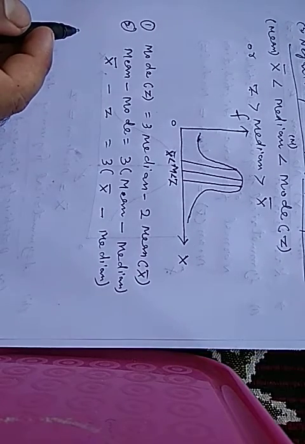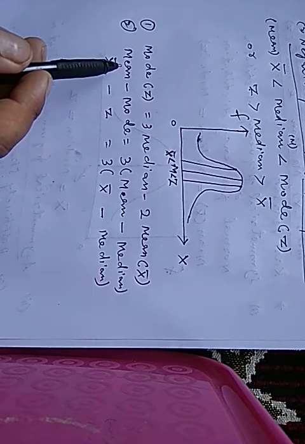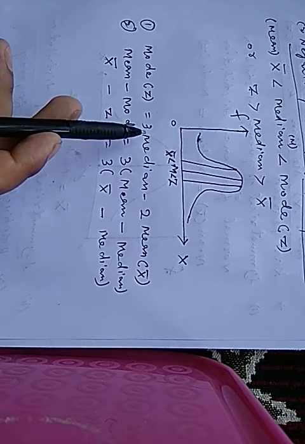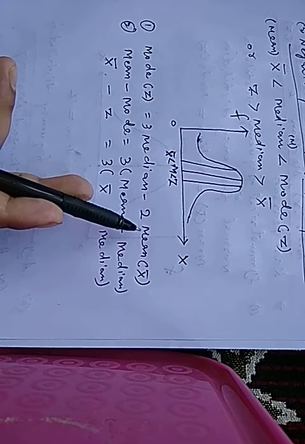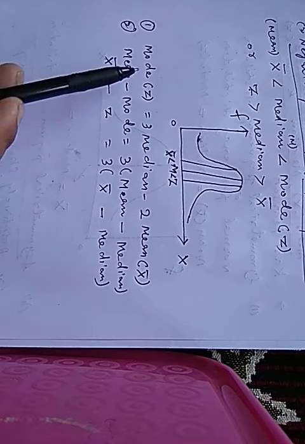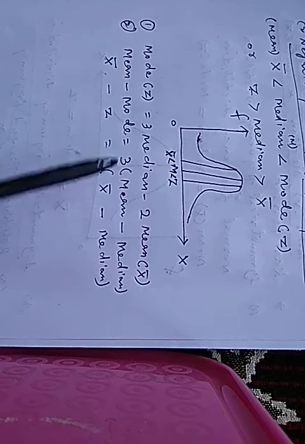For example, if the statistical information is given, the values of mean and median are given, and you have to find out the value of mode, you can apply any of these formulas. Or if the value of mode and mean is given, and you have to find out the value of median, you can apply any of these two formulas to get the result.